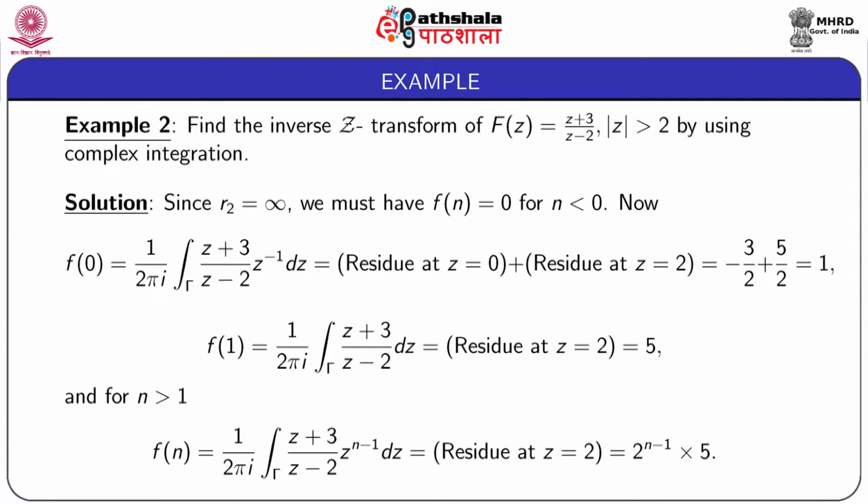We consider an example, example 2: find the inverse z transform of capital F(z) equal to (z + 3)/(z - 2) for |z| > 2 by using complex integration. Here we see that R2 is infinity. So, we must have f(n) equal to 0 for n negative.